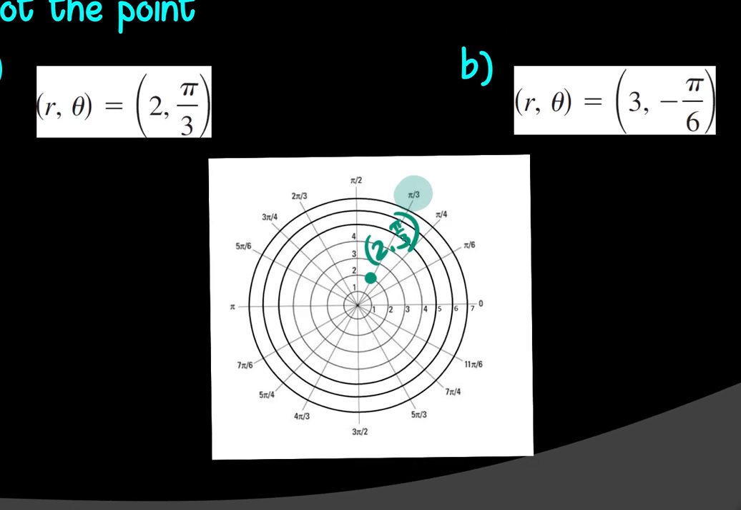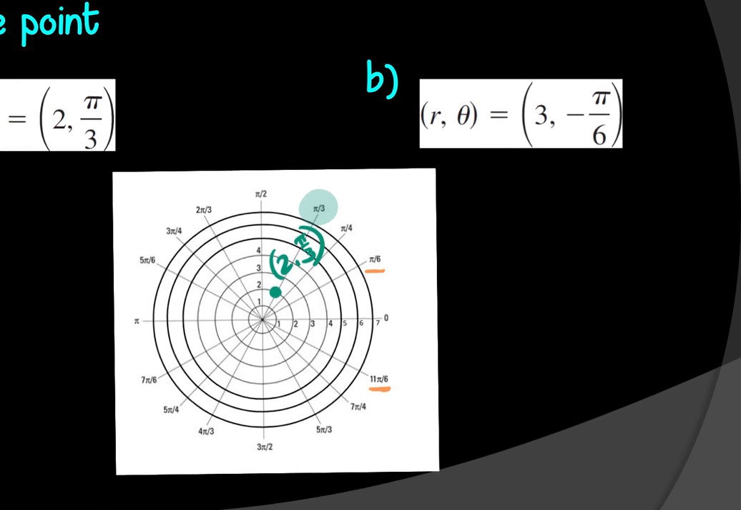B, (3, negative pi over 6). So what happens when my angle is negative? You have 2 options, right? You can either find the coterminal angle, add 2 pi, or what's that hamburger trick? Find where it's positive. Positive pi over 6 is here. Fold it like a hamburger. Where it overlaps is where it's negative, which is here. And then my r is 3.